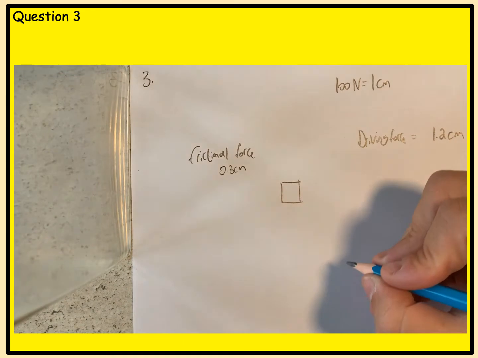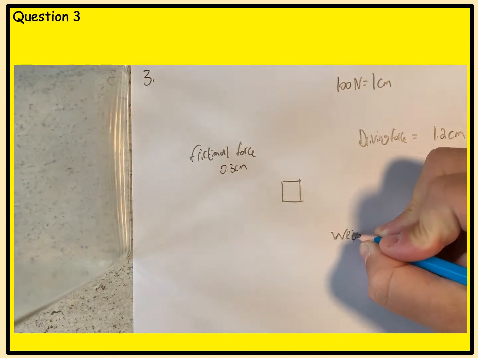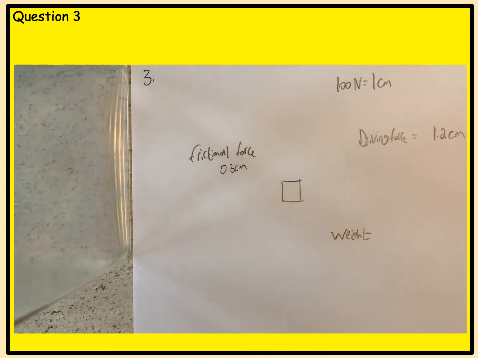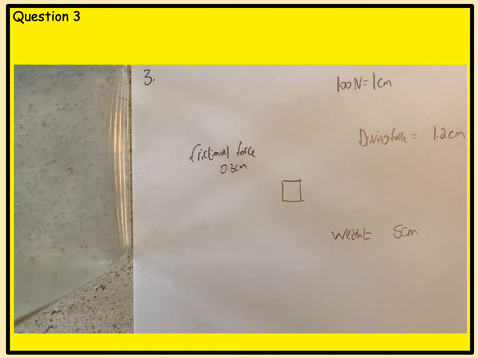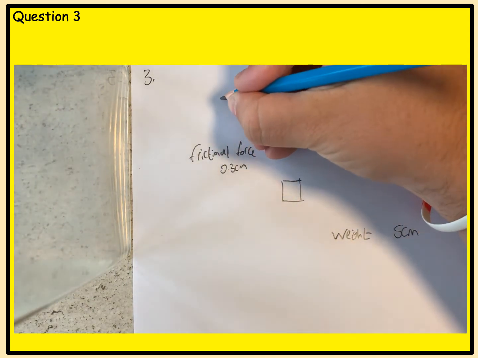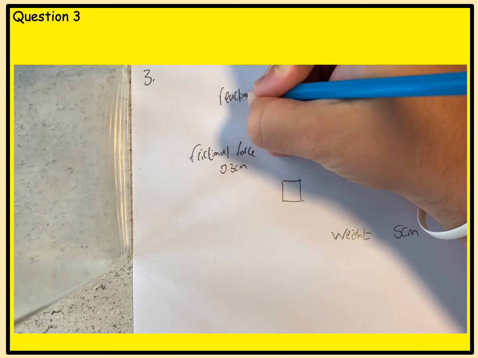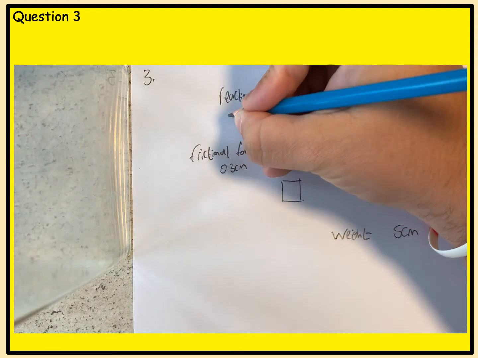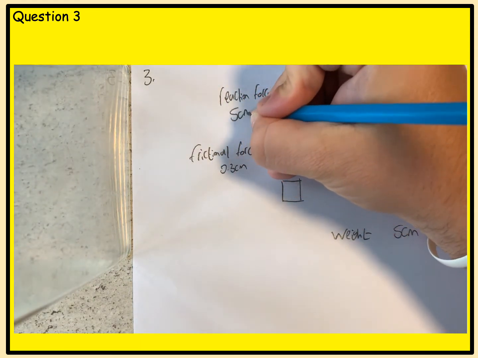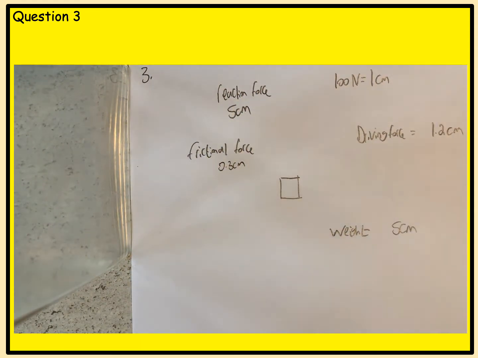Our weight acting downwards, because it is the force due to gravity, with it being 500 newtons, would be 5 centimetres. And our reaction force of the car on the road would also be 5 centimetres, as it is balanced.